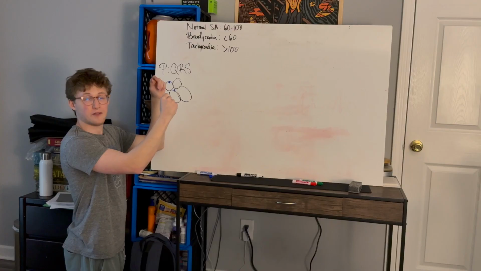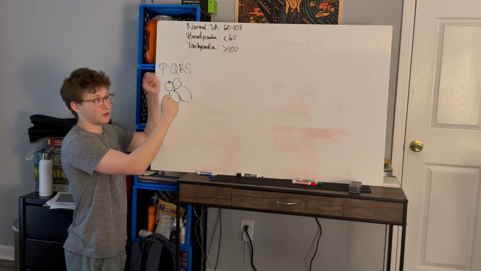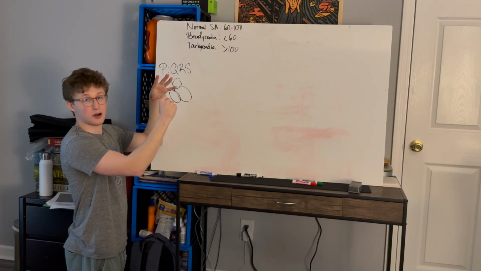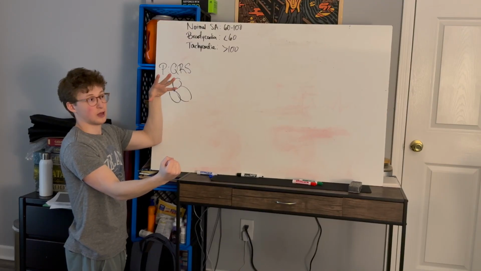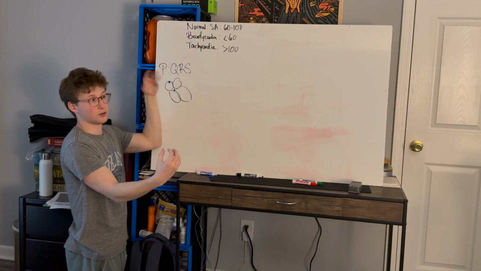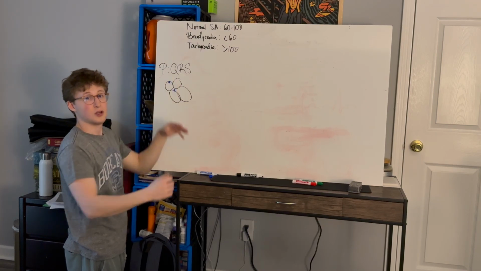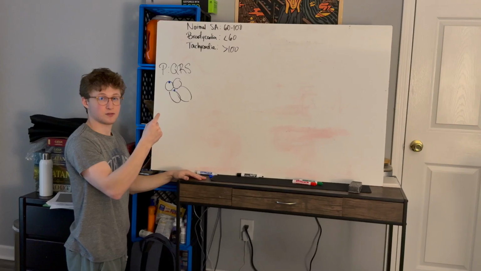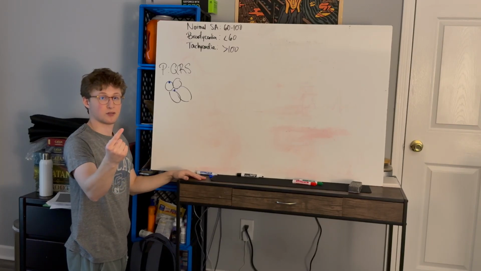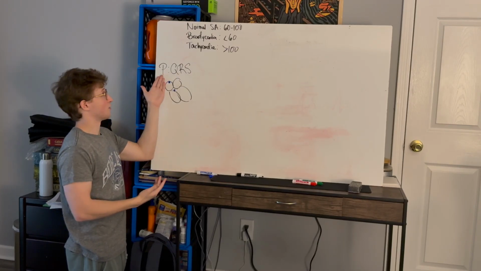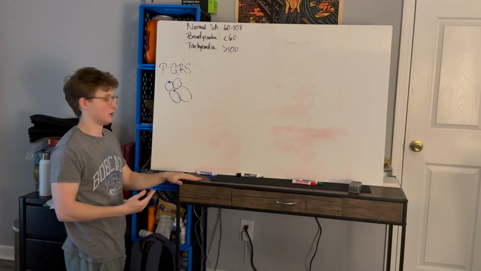but something in the AV node goes wrong, and that SA node fires, the AV node blocks it. Ventricle, nothing. And then the AV node lets it through. And then nothing. And then again. So what would we see? We'd see a P wave, but no QRS. Another example where you might see 1 to 0.